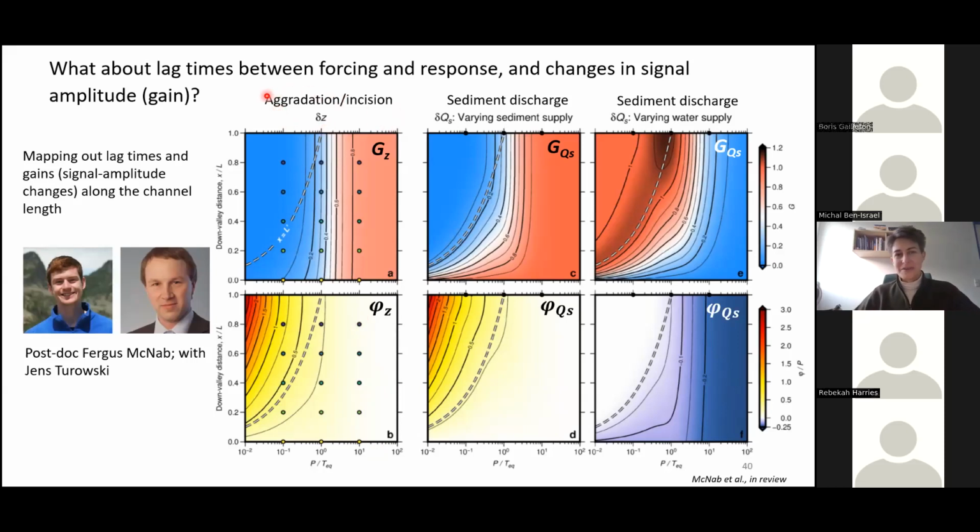So this first column is showing aggradation and incision, so changes in Z. On the x-axis, we're seeing how those changes occur as a function of downstream distance. On the y-axis, we're looking at the period of forcing relative to the response time, and that's varying over 4 orders of magnitude. We can also look at what happens with sediment discharge coming out of the system. We can also see that as a function of downstream distance, and we can look at what happens to the gain, so changes in the amplitude and also the phase shift. We can also look at what happens to that sediment discharge signal if instead of varying the sediment supply at the inlet, we vary the water supply. So there's a vast range of different behaviors here. And what's incredibly powerful about these results is that we can see what's going to happen in these channels over a vast range of parameter space.